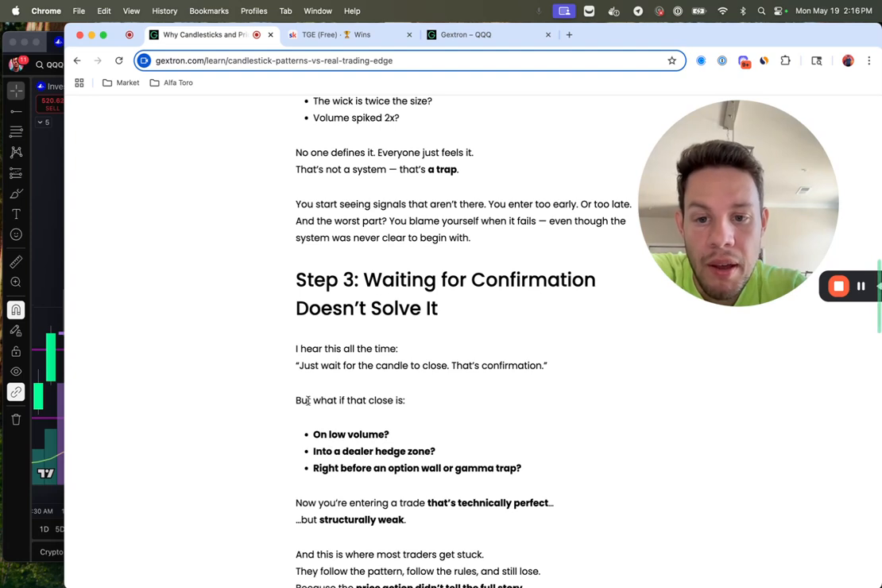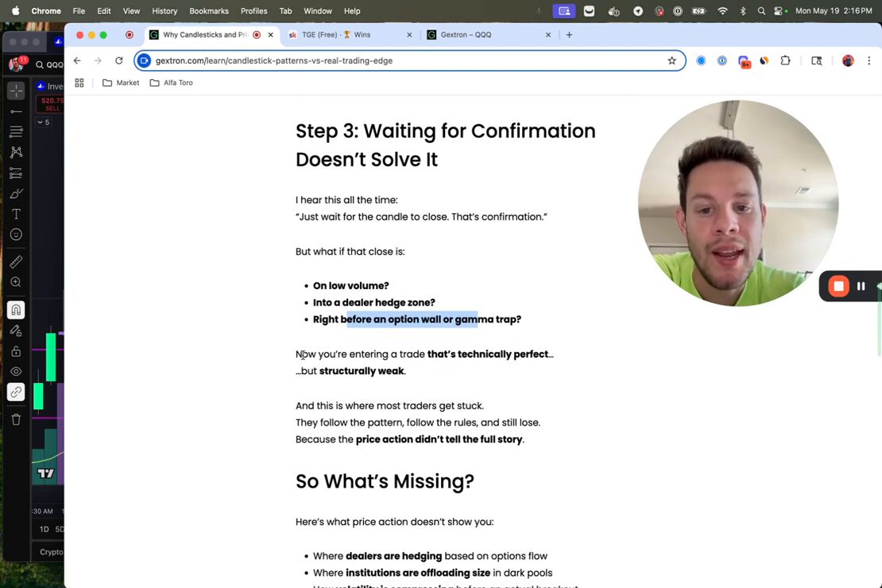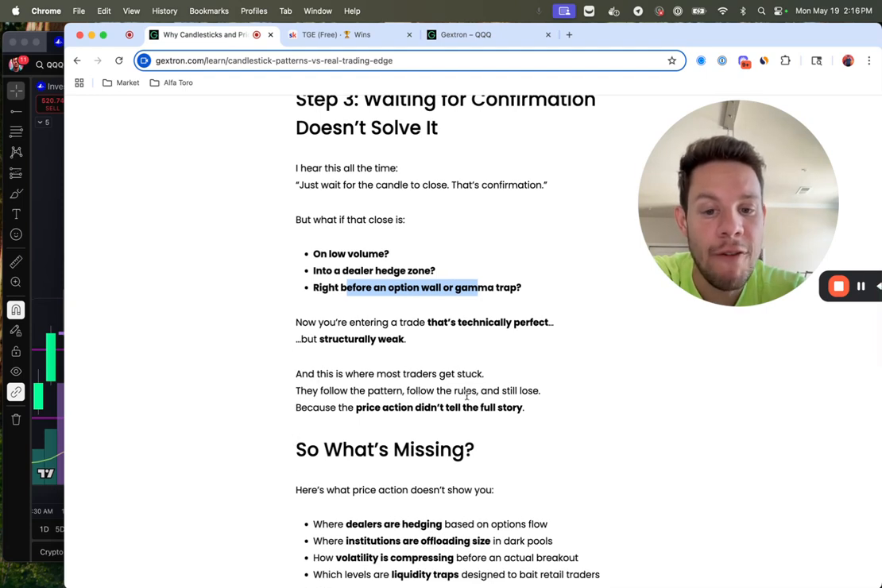Okay. But what if the close is, again, a low volume into a dealer hedge zone right before an option wall or gamma trap, right? These are things that you have to take into consideration. Now you're entering a trade that's technically perfect, but structurally weak. And this is where most traders get stuck. They follow a pattern, follow the rules, and still lose because the price action didn't tell them the full story.